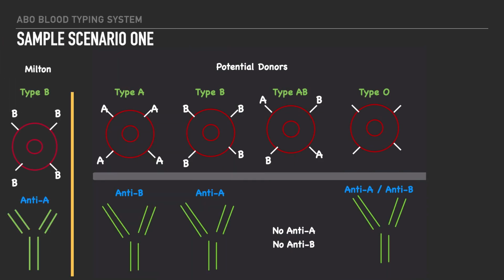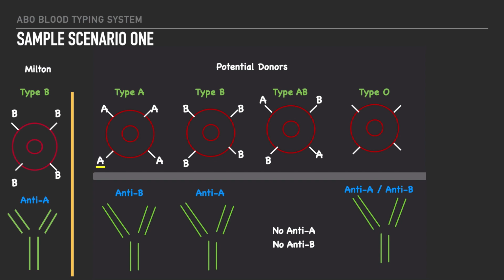Now that you've had a moment to think about it, let's debrief. So on the far left-hand side, we have a sample of Milton's blood, which is again type B blood, with anti-A antibody. Now as we go through this, let's start with the potential donor that has type A blood. We'll notice offhand that this individual has an A antigen on the surface of their red blood cell.